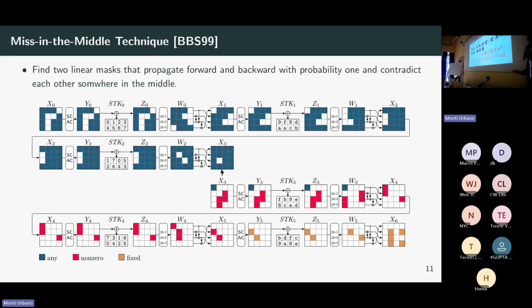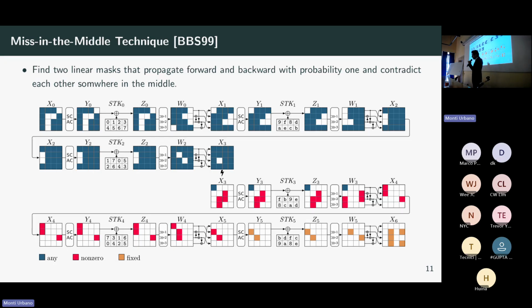But there was actually a basic method for confirming a given zero correlation distinguisher, and it's essentially the miss-in-the-middle technique, which was proposed with the seminal paper on impossible differential attacks. According to this technique, you propagate two activeness patterns forward and backward such that they contradict each other in the middle. As you can see, for example, there is a contradiction in the middle. One cell should take a zero linear mask from the top trail, and at the same time it should take non-zero. So it's a kind of contradiction. It's like a proof by contradiction in logic.